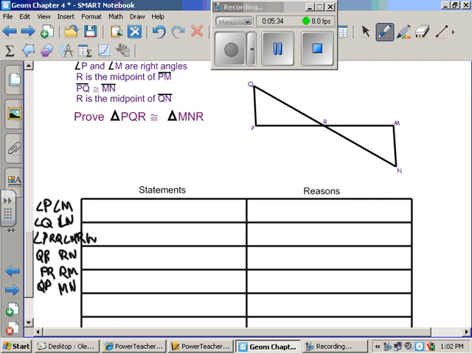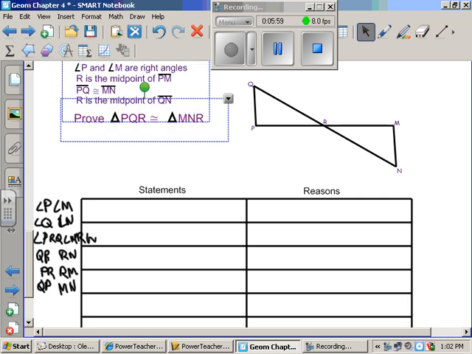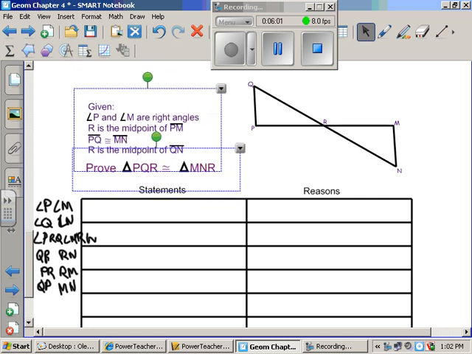Yes. Well, as long as R is in the middle, it doesn't really matter which way we name it. Yeah, QRP and PRQ are the same. Like not in a triangle. You're right. Triangles would have to be. Okay. All right.